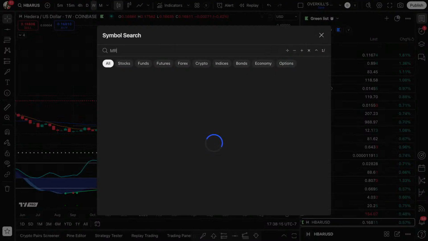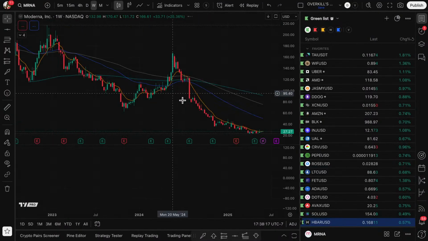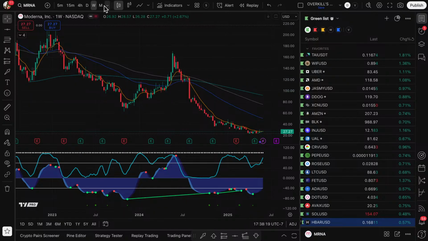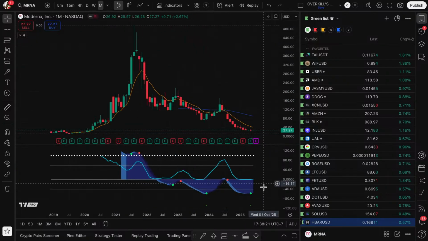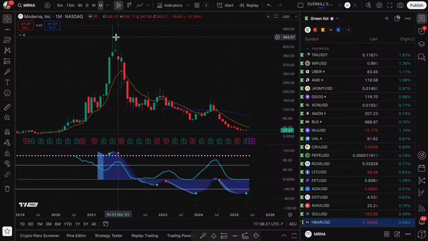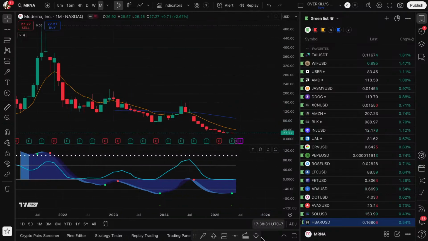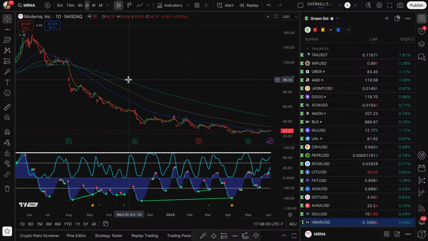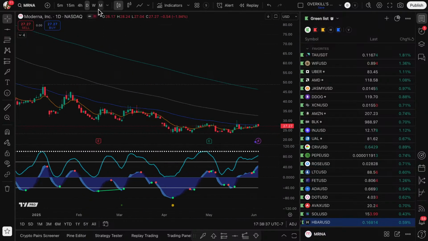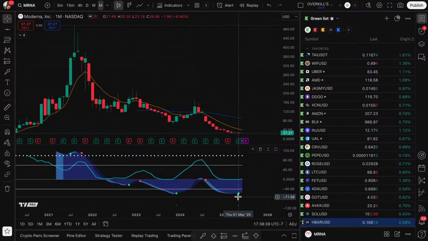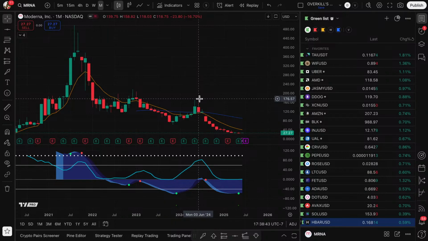I'll take one more here. MRNA, Moderna. Moderna's butt ugly, dude. This was the COVID stock of the year back in 2021. They were making a ton of money off of it, but this one looks okay if you want to go long on it off the monthly there. Doesn't look bad. Healthcare stock here. I mean, it looks really bad, but if you believe in the company and what they do, it looks pretty good to me. The last time we got a green dot on this was right here at 80. It went all the way up to 170.